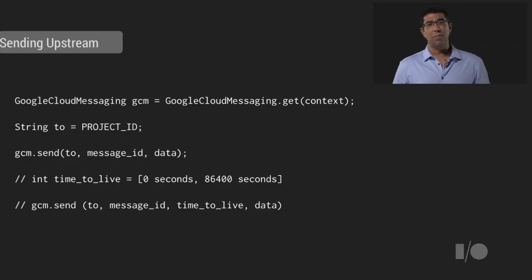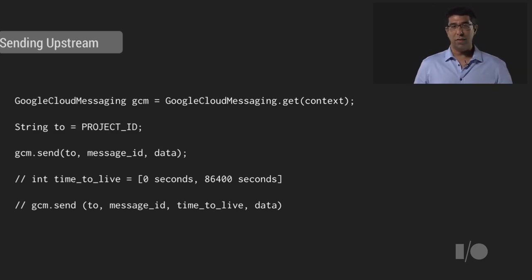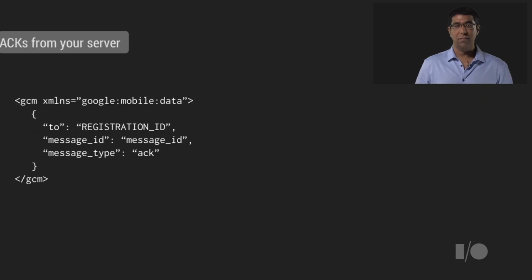In order to receive an upstream message, your server should be connected to CCS. Here's an example on how to send an upstream message using Google Cloud Messaging APIs. Just set the project ID as a destination, and we will deliver the message to your server. You can also set time to live in the API call. This is what an ACK looks like.